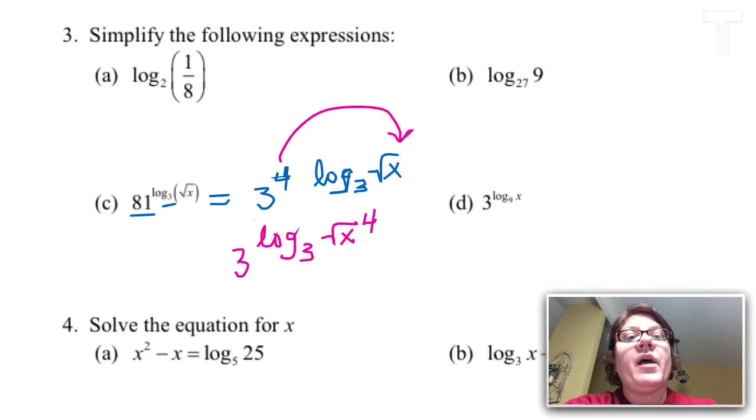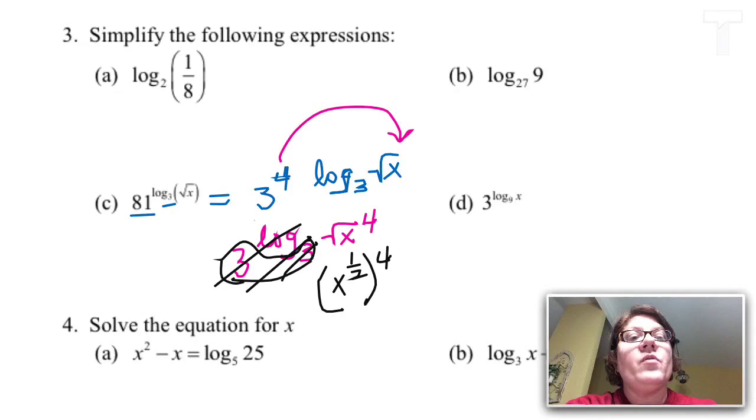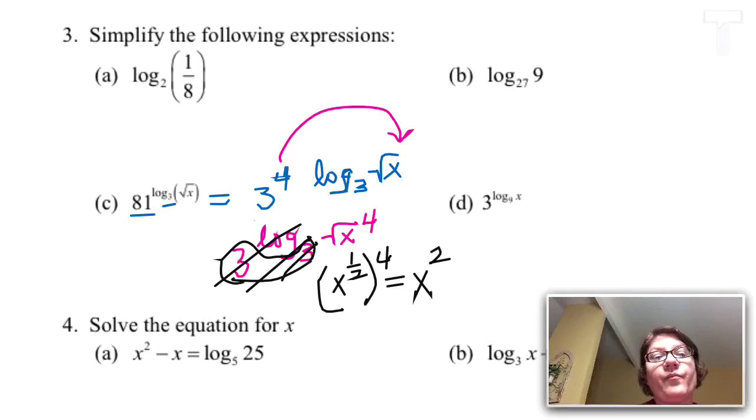So now that these match, this cancels itself out. And of course this was x to the 1/2 before, and raise that to the 4th. Now I get x squared.